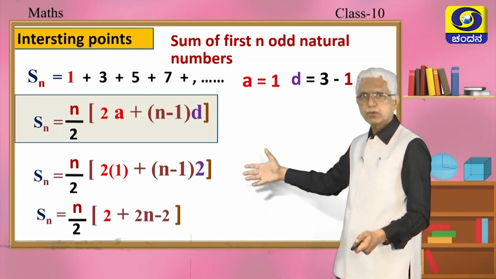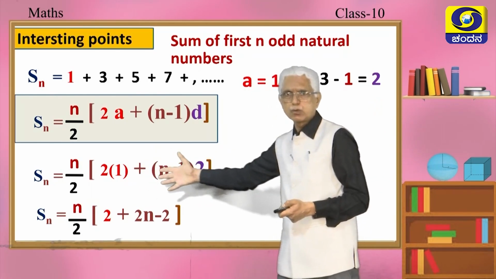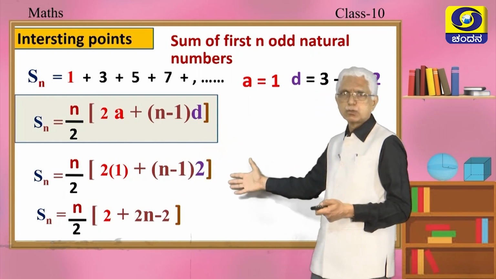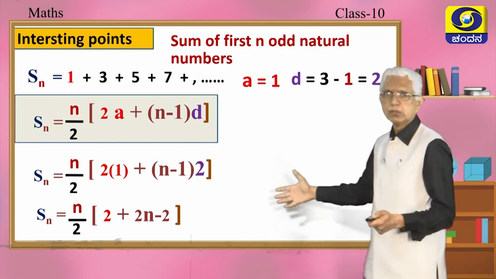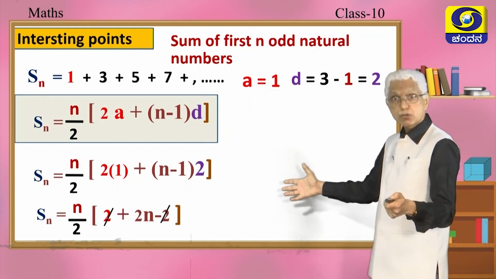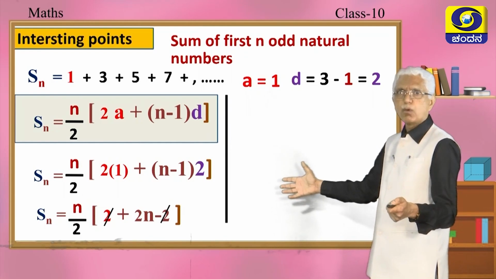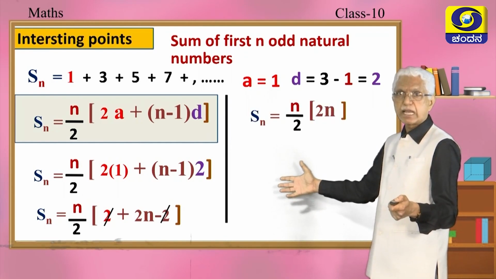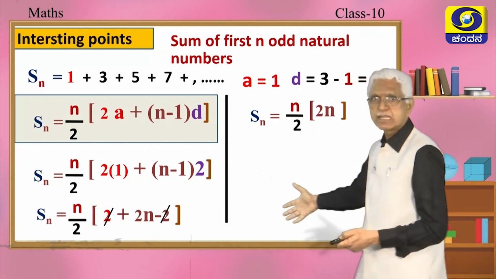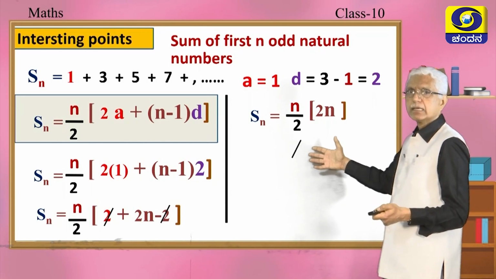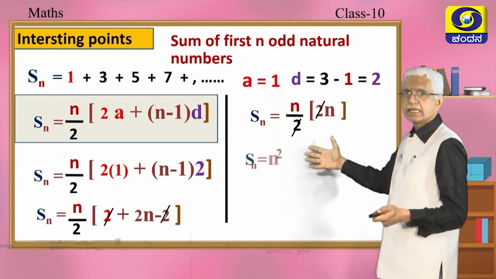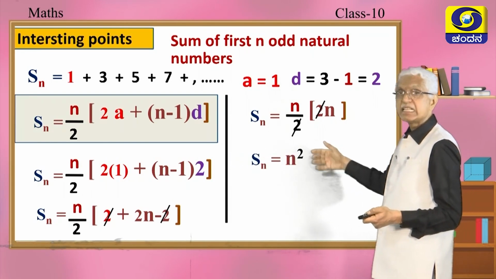So, it is n by 2, 2 into 1 is 2, and I removed the bracket here, 2 into n is 2n, 2 into minus 1 is minus 2, correct. Please observe that plus 2 and minus 2 have to get cancelled. So, what do I get? Sn is equal to n by 2 into 2n. Plus 2 minus 2 got cancelled, no. So, n by 2 into 2n. Can I cancel this 2 and 2? I can, because it is a product. So, what did I get? Sn is equal to n square.